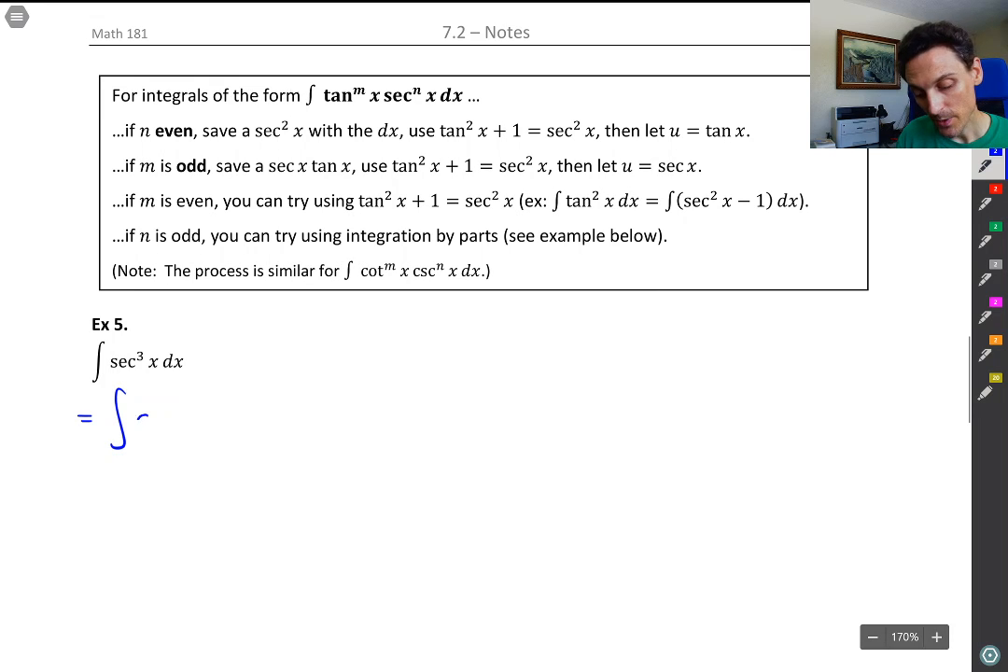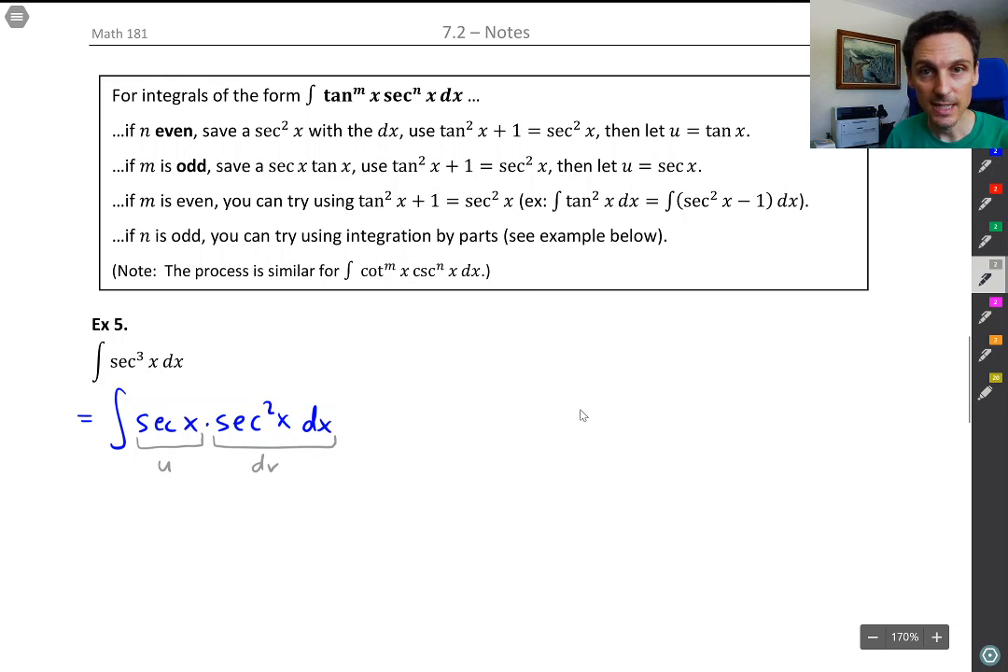So the way we're going to split up the parts is like this. We'll write secant x times secant squared x dx. So the u here we're going to let be secant x, and then the dv will be the secant squared x dx. Okay, and we're going to use tabular integration just to save us a little bit of writing. So off to the side, we'll do the tabular integration. We have our u, which is secant x. We have our dv, which is going to be secant squared x.